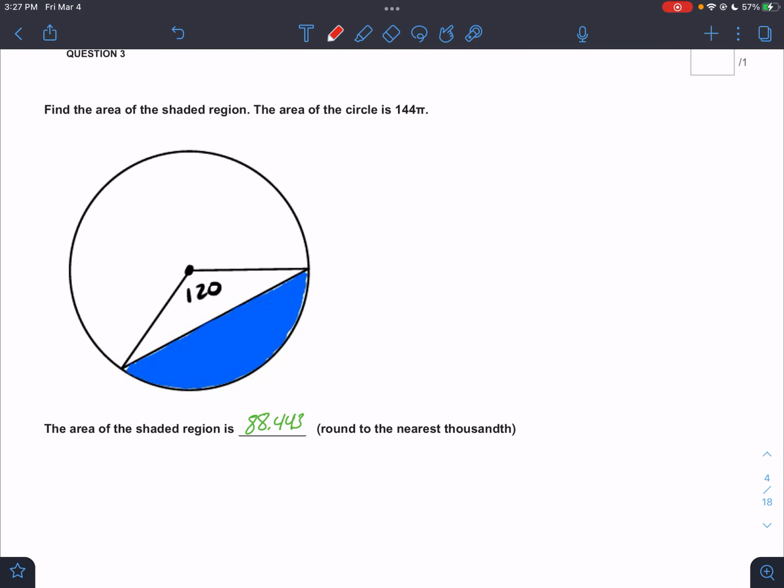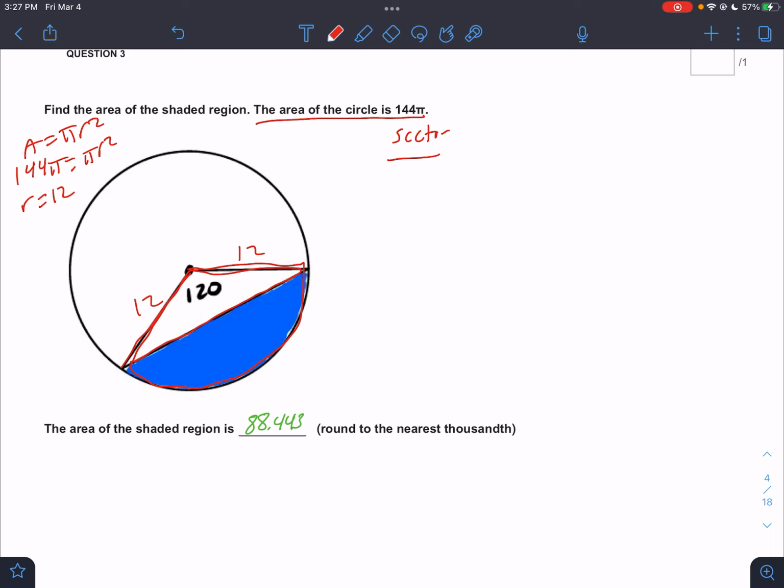Find the area of the shaded region. So the entire region is a sector, and part of that sector, the white space, is a triangle. I'm going to work on the sector first. The area of the circle is 144, so we have to work with that first. Area equals pi r squared. 144 pi equals pi r squared. So the radius equals 12.